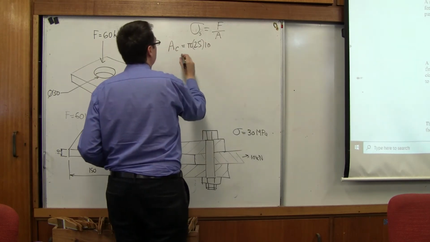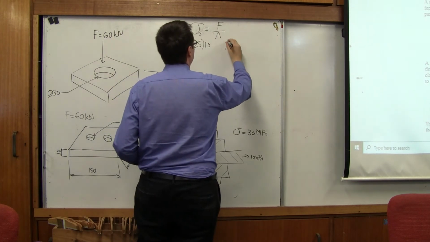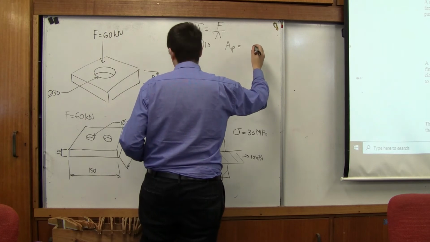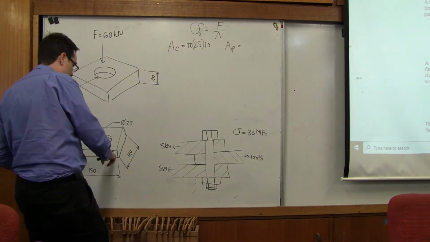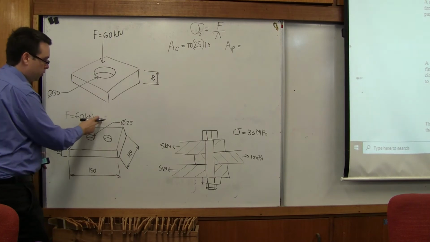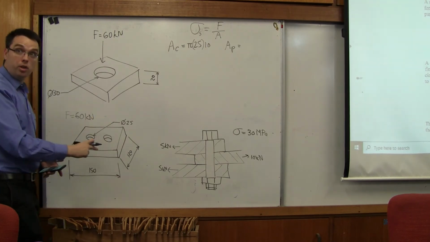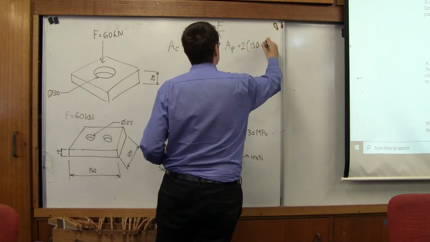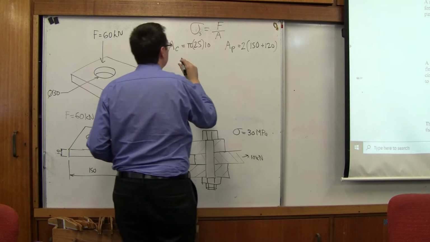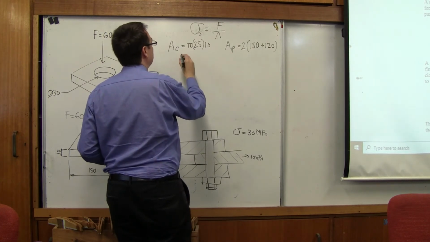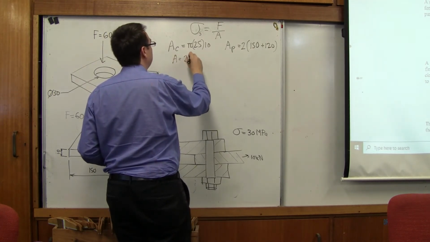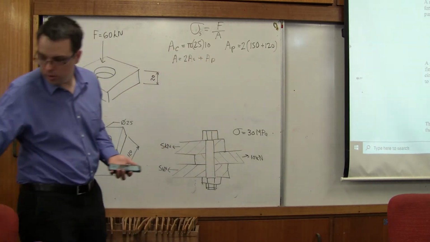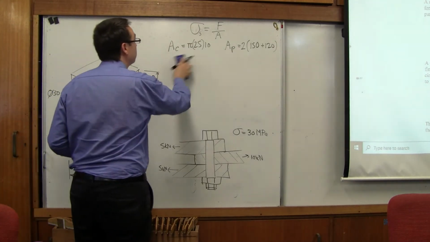And so we've got two of those. We've also got the perimeter of the plate, which is, the perimeter of this plate is 150 plus 150 plus 120 plus 120. You're okay with that concept? So it's going to be 2 times 150 plus 120. Okay, so what we're going to get here is, because we've got two circles, our area is going to equal 2AC plus AP. I probably should actually do the working out above first.